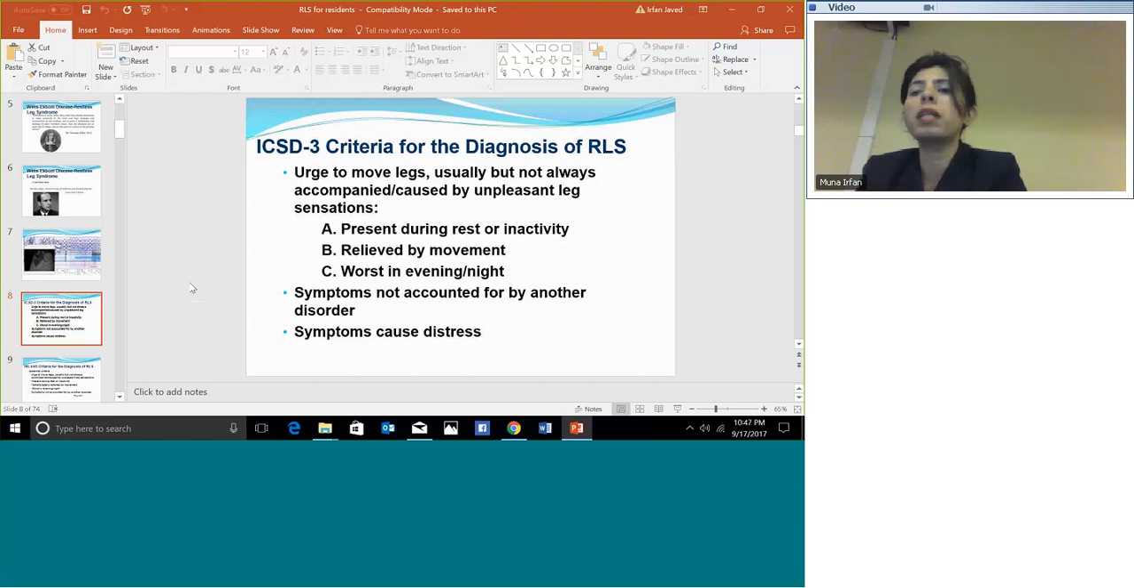And then we can define that in order to elaborate a little bit more. Those urges to move the legs should be present or more prominent during rest or inactivity. So mainly you would notice the patients complain when they go to lie down in bed, or when they have to sit for prolonged periods of time, like for example on a long car trip or on a long flight. And it's partially relieved by movement.